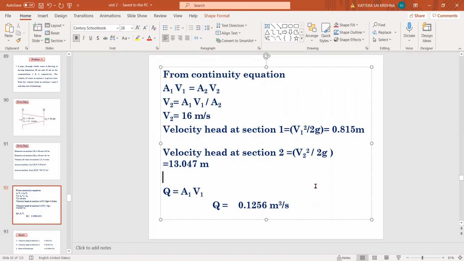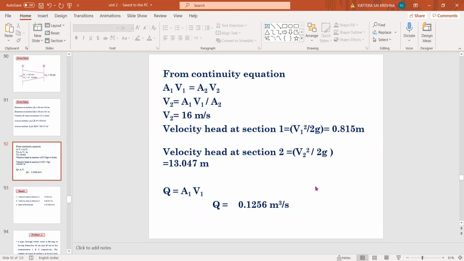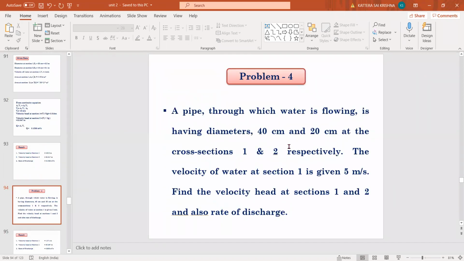Yes, can I go for the next slide? Next question. Yes, sir. Just check this velocity, is it correct? Actually, what is the value of velocity at section 2? 13.047, sir. Yes, it is right only. Right. Yes, sir. Next problem.